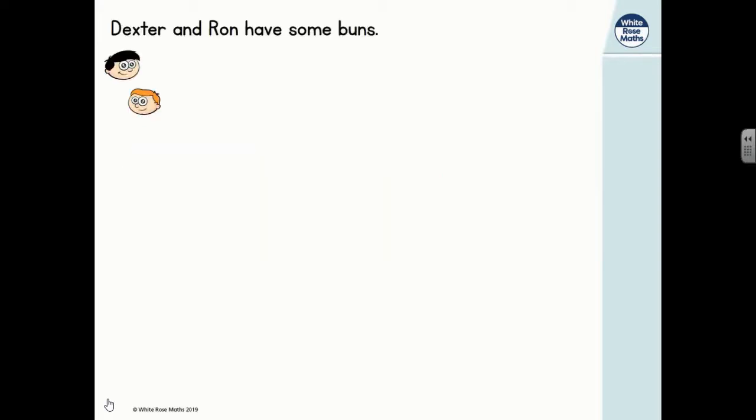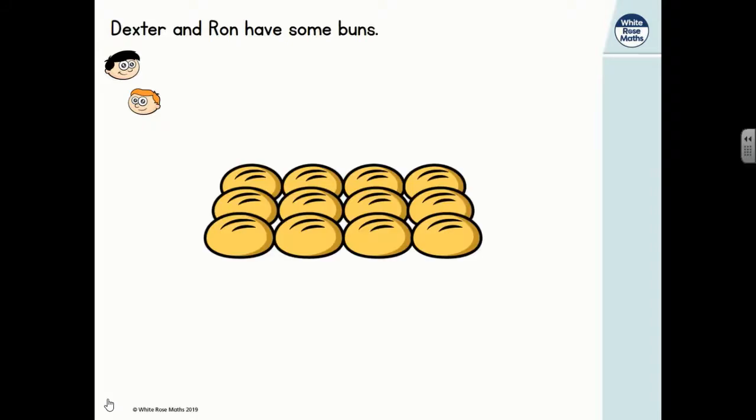Dexter and Ron have got some buns this time. There are their buns, 12 buns. You could do this at home, and you don't necessarily need buns. You might have buns, but you could do this with Lego, or with counters, or with anything that you've got 12 of at home.